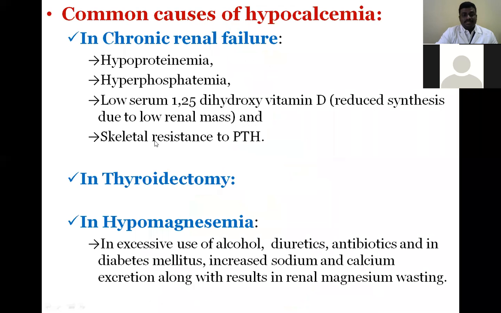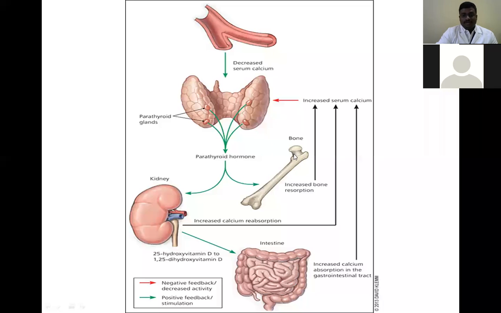Another one is skeletal resistance to parathyroid hormone. So here the bone is resistant to parathyroid hormone, and calcium is not released from the bone. When it is not released from the bone, we will observe a lower concentration of calcium. That is hypocalcemia. Another one is thyroidectomy.